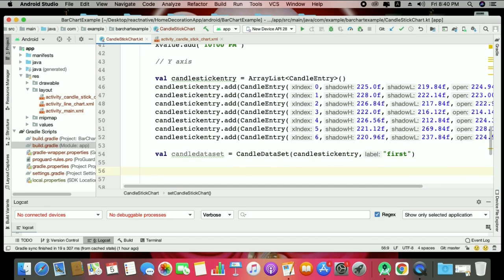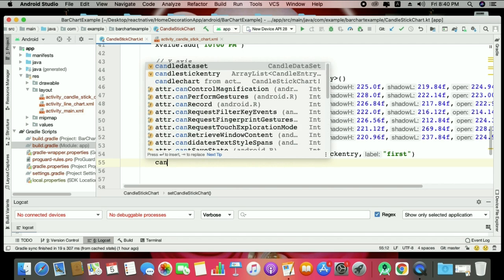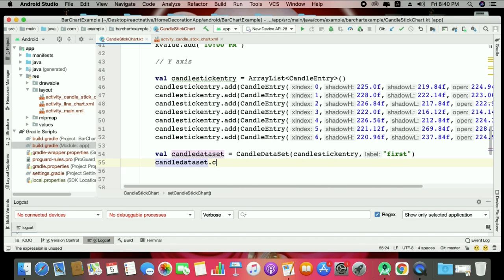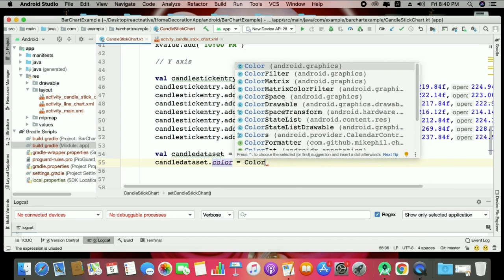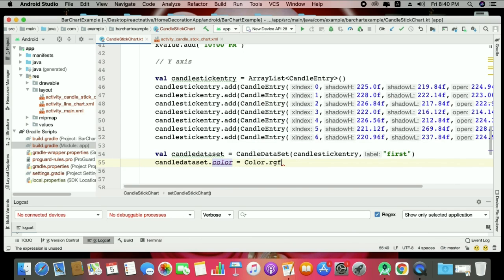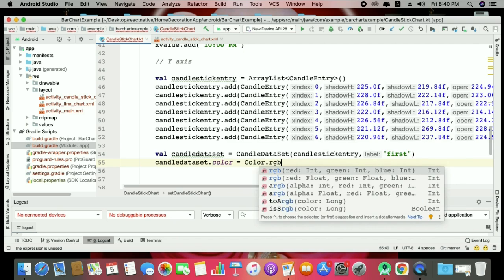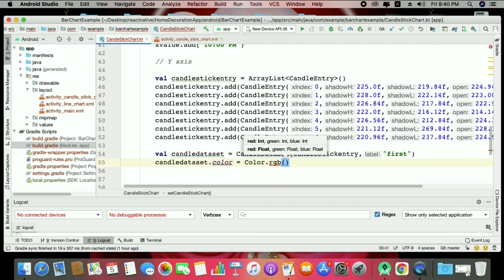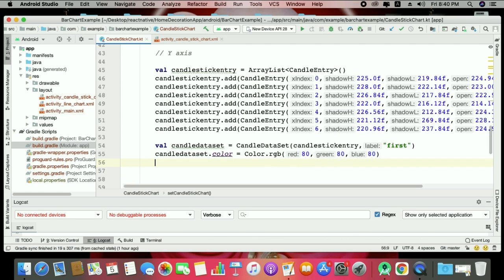And now you have to put that on your candle data. So if you want to work with the candle data set color, you can say candle data set dot color. One more thing I will show you is how you can use the RGB colors here. Just like you can say 80 comma 80 comma 80. So this kind of thing you can do, or you can use your resources colors.